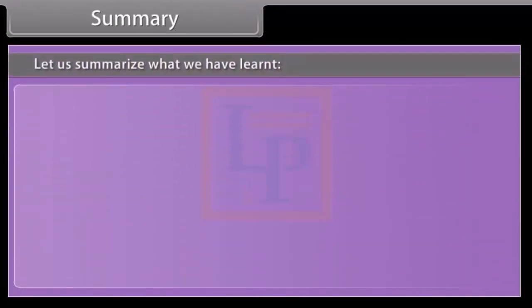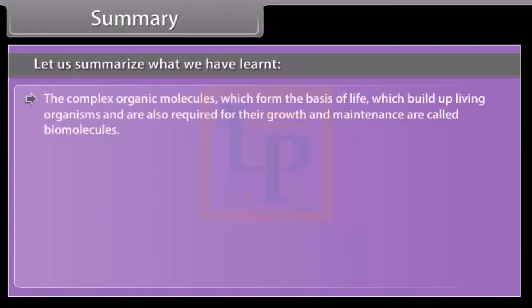Summary. Let us summarize what we have learnt. The complex organic molecules, which form the basis of life, which build up living organisms and are also required for their growth and maintenance, are called biomolecules.